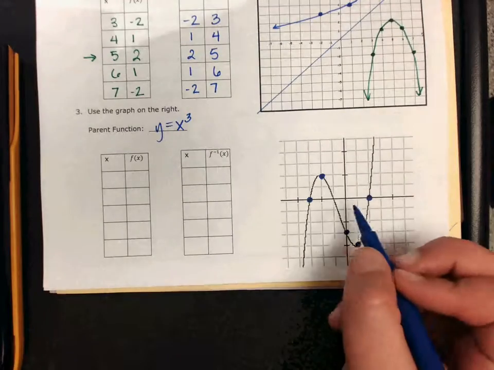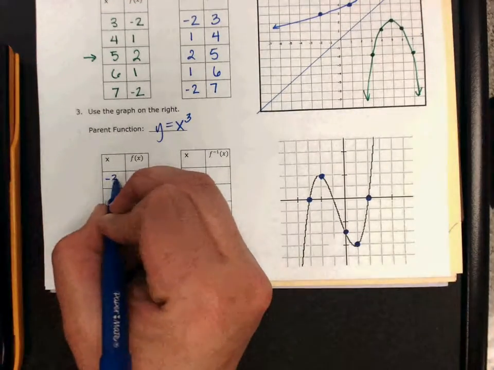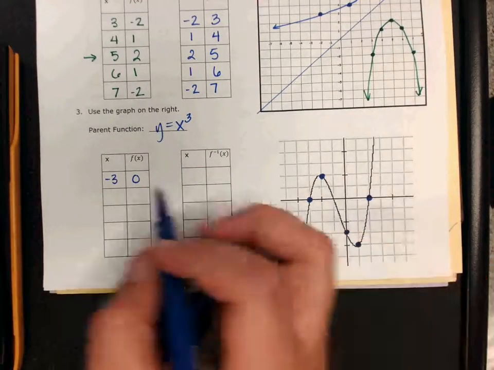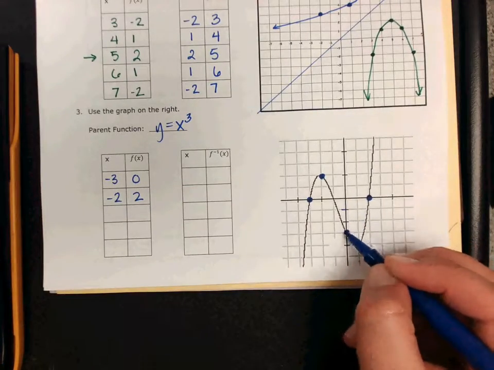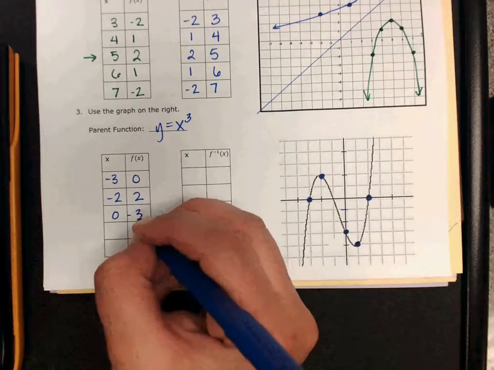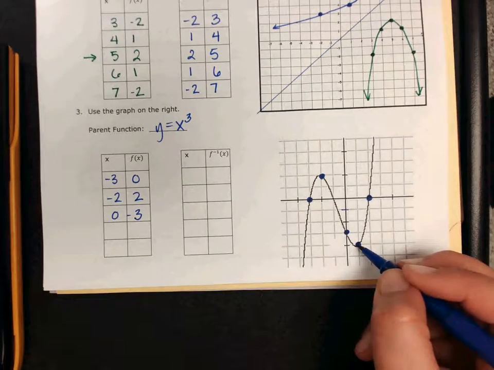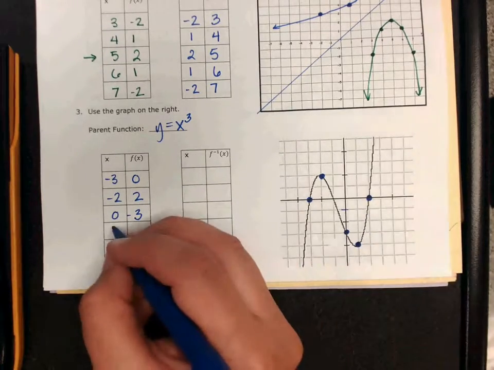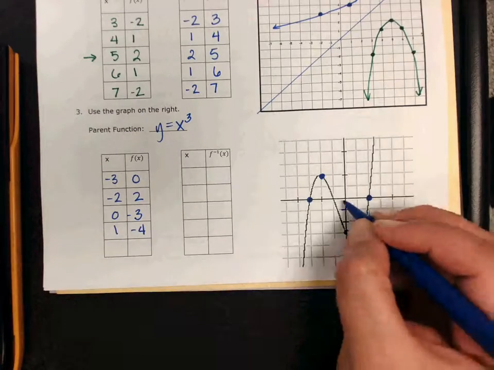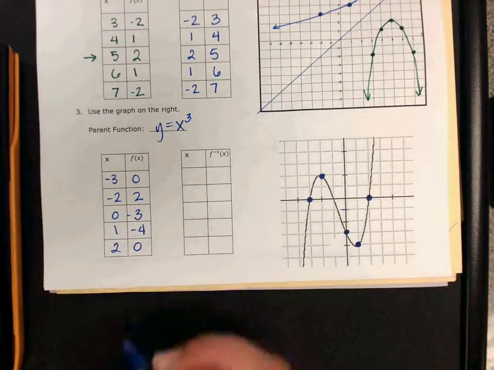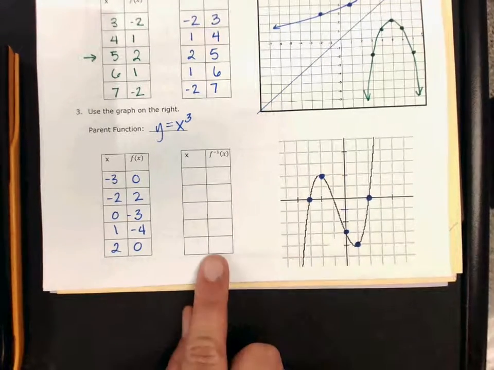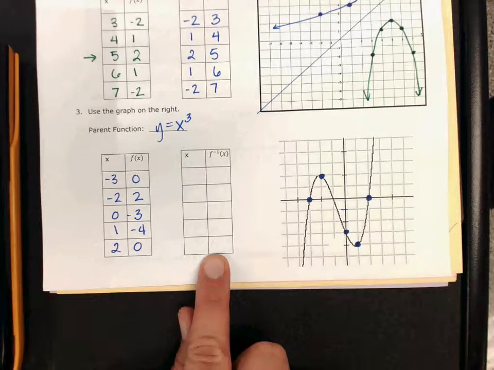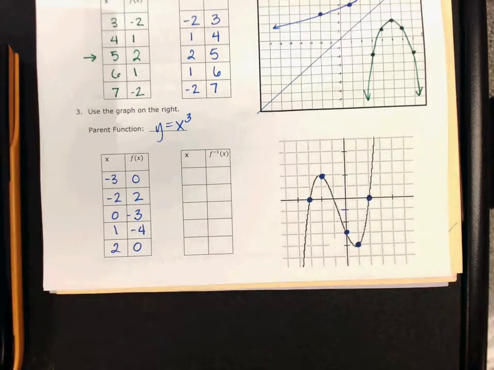So this is negative 3, 0, negative 2, 2, 0, negative 1, 2, 3. This one is 1, 1, 2, 3, 4, 1, negative 4. And this last one is 2, 0. So I'm going to take those 5 points. I'm going to reverse them in my chart, just like we did on the other examples, even though it's kind of a funny shape. And then we're going to switch them around.